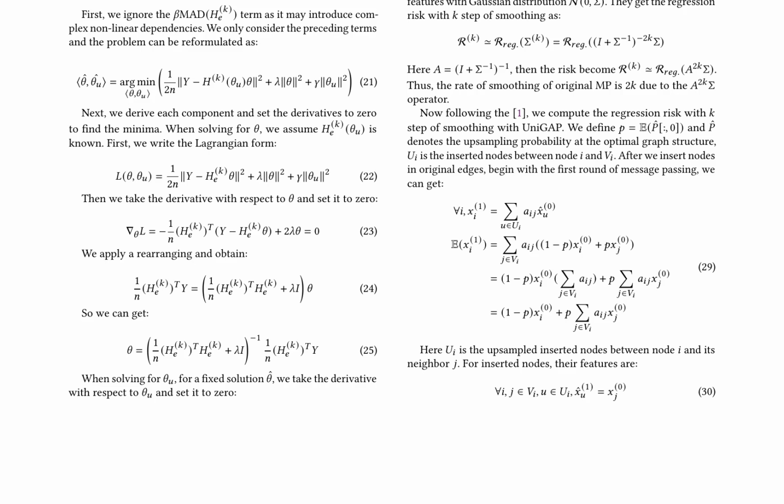Finally, the authors compute the regression risk with k-step smoothing with UniGAP and define the upsampling probability at the optimal graph structure. They derive the expected value of the node features after one round of message passing and show that UniGAP can learn the optimal graph structure.